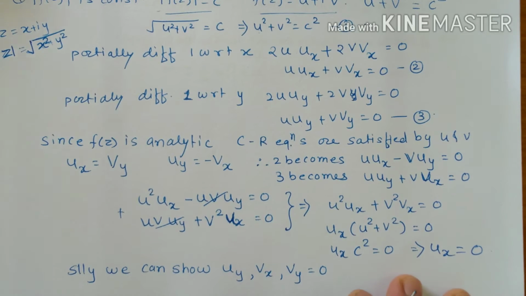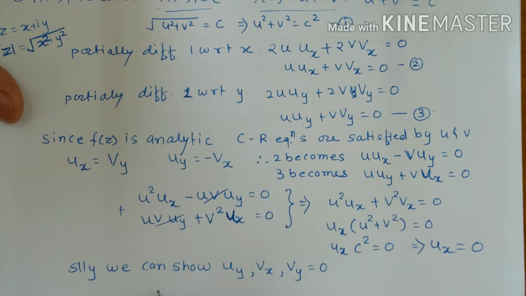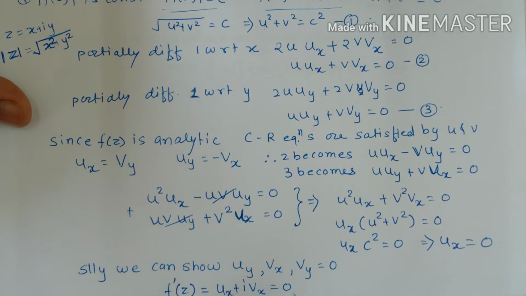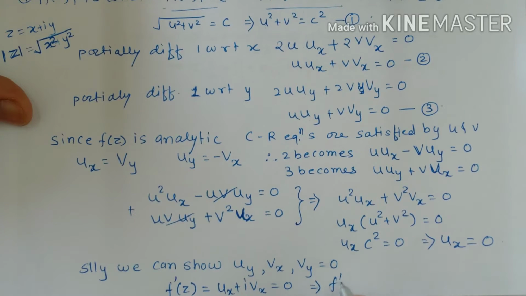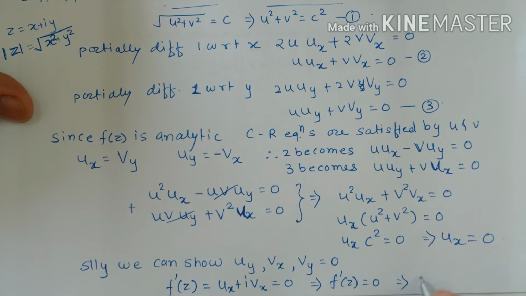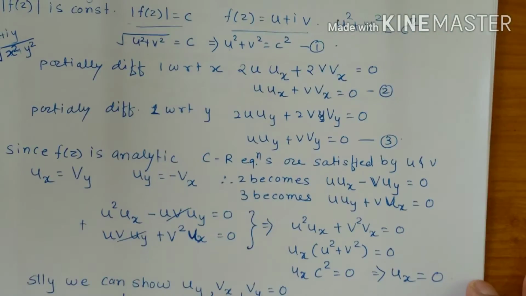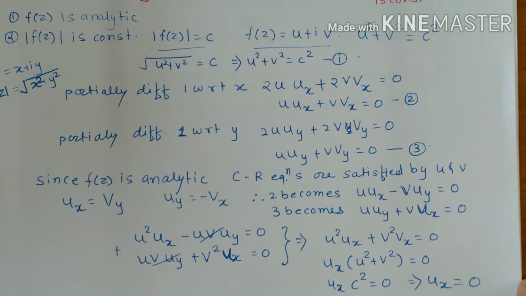So what I'm getting there: as f of z is analytic, then f dash of z is equal to ux plus i vx. Okay, ux and vx both are equal to 0. So this implies f dash of z is 0. As the derivative is 0, it means the original function f of z is constant. That's very important. Hence the proof of the given statement. Are you clear with that?